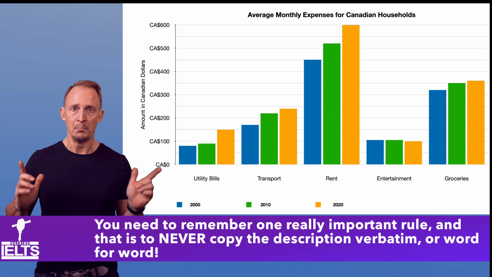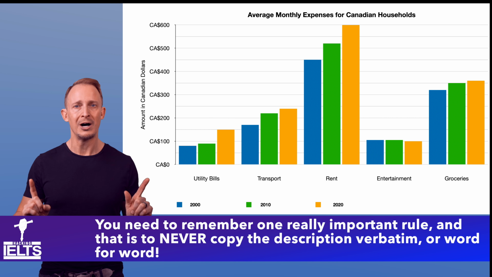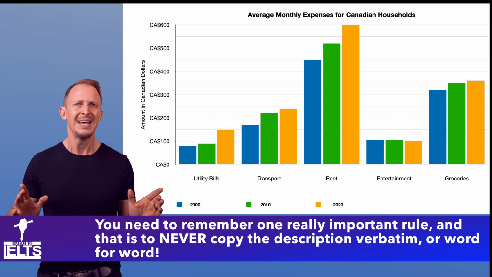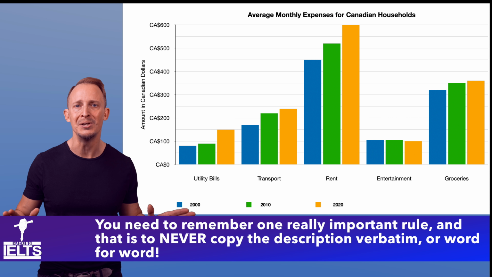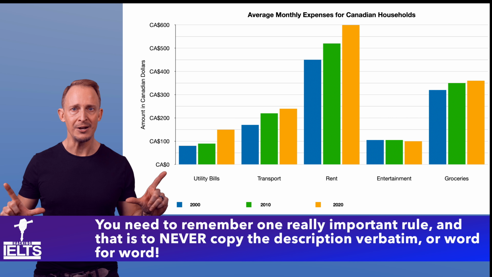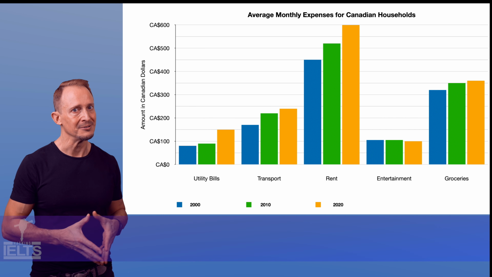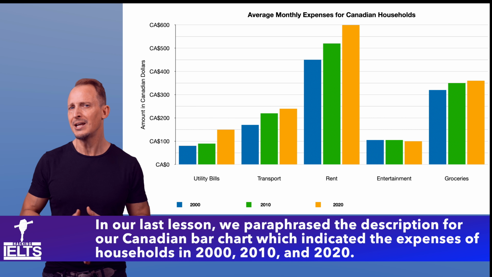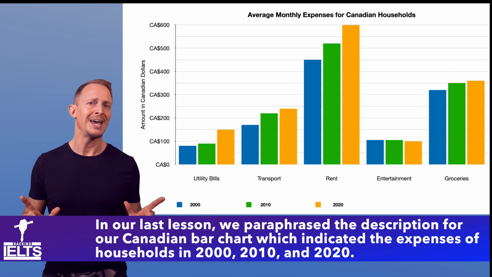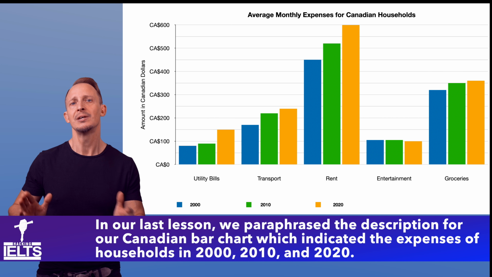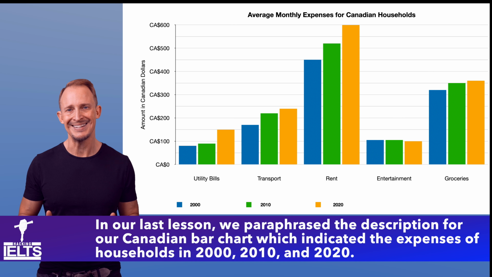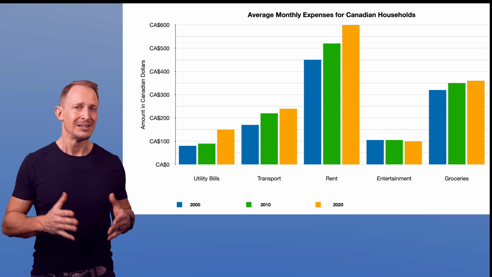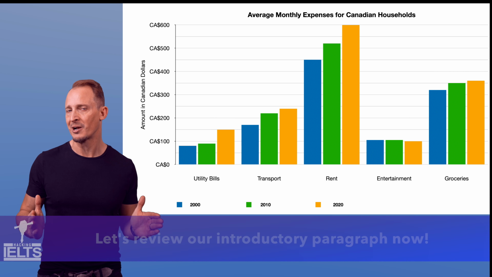Easy, right? But you need to remember one really important rule, guys, and that's to never copy the description verbatim or word for word. In our last lesson, we paraphrased the description for our Canadian bar chart, which indicated the expenses of households in 2000, 2010, and 2020. Let's review our introductory paragraph now.